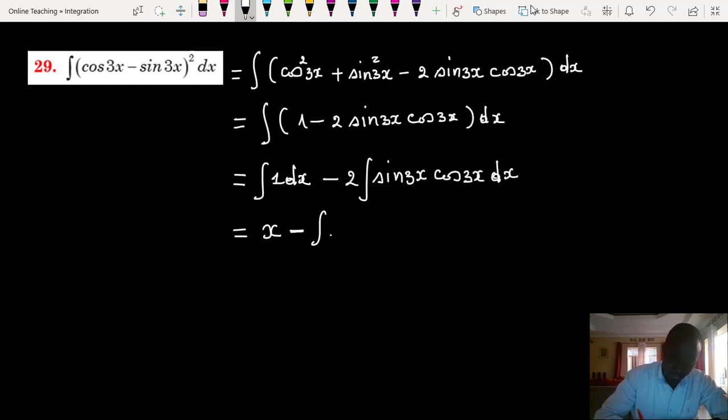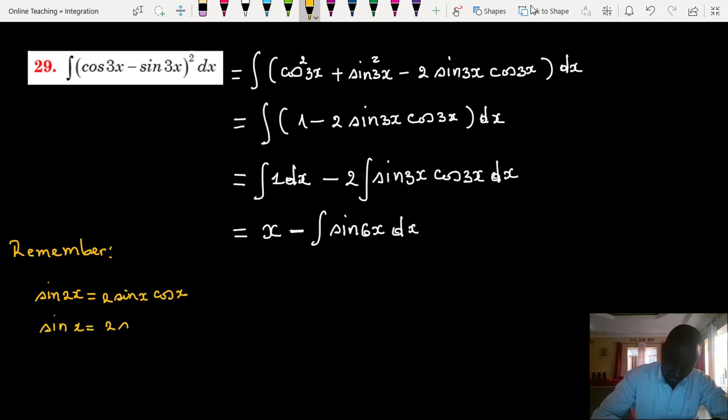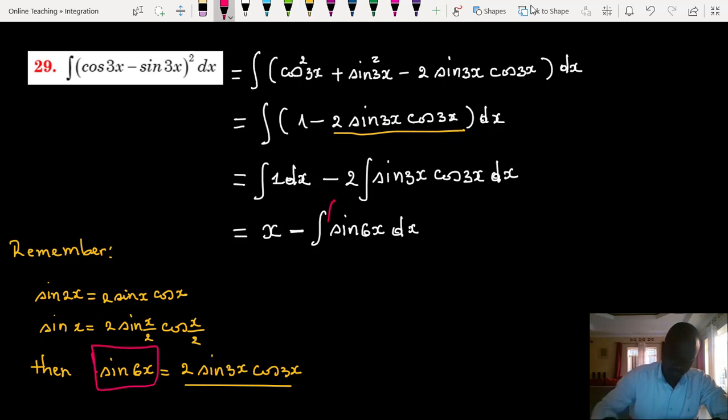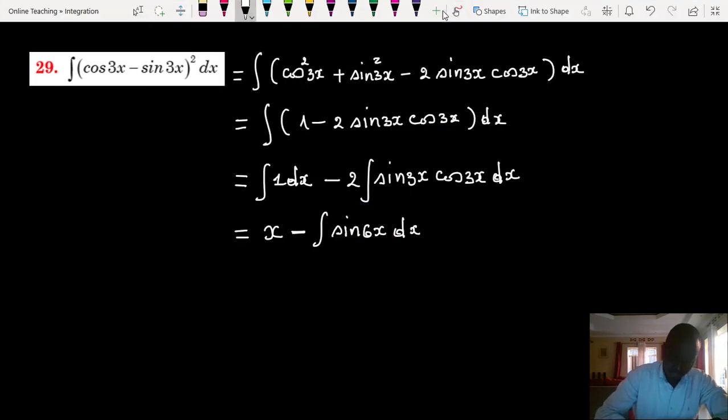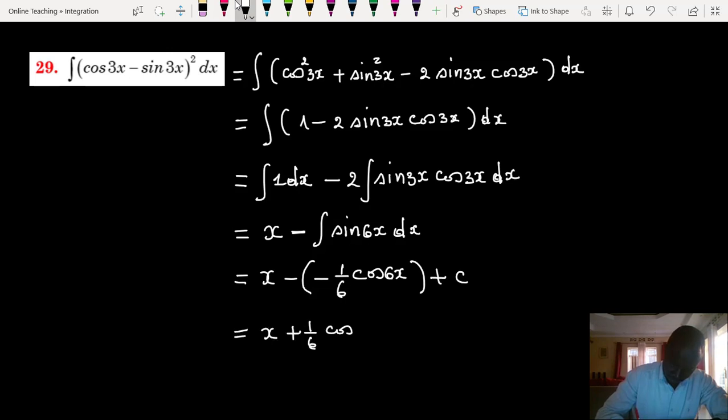We convert this product of cosine and sine using the identity on the left. Now it is simple to integrate sine 6x because it is a standard integral from the table. x minus 1 over 6 cosine 6x plus c. This is the answer.